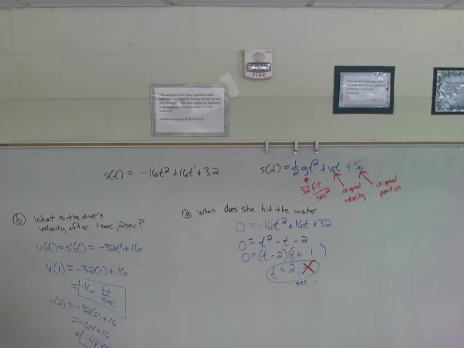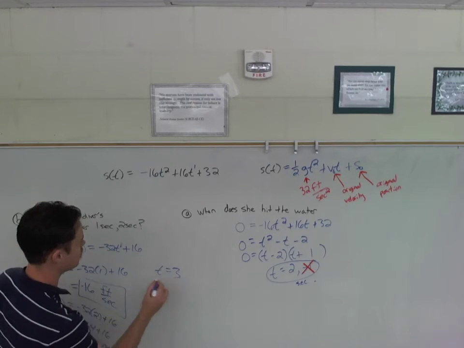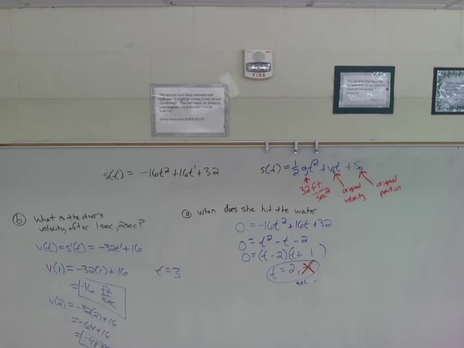I think it'd be a lot faster, like 3 seconds. Think about like if this was higher. So let's pretend the water was lower and you put t equals 3. How fast is she going now? Do it.